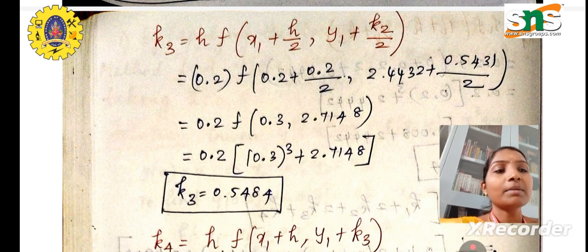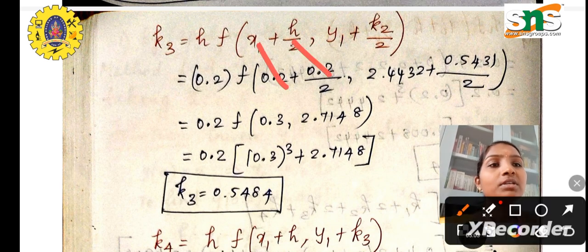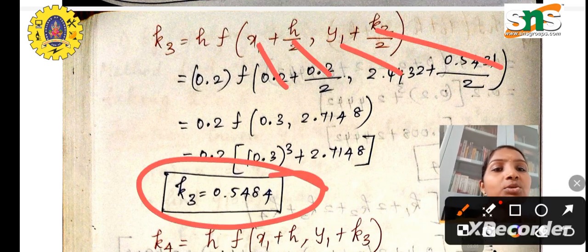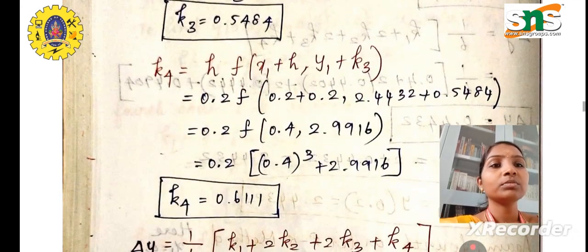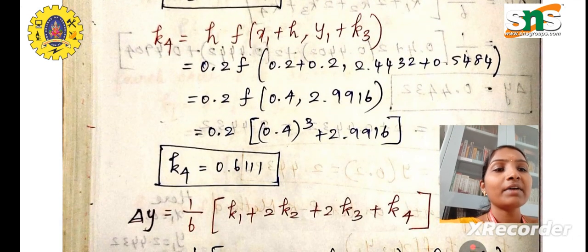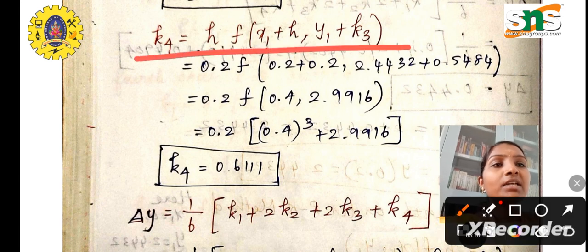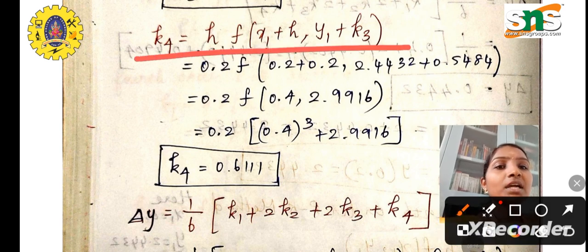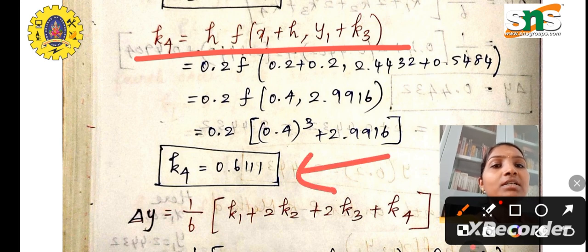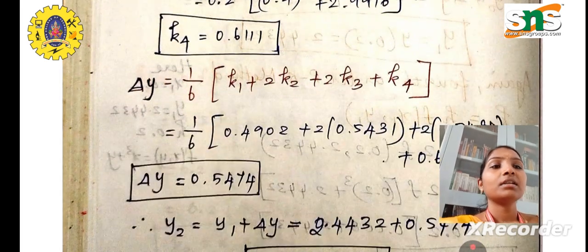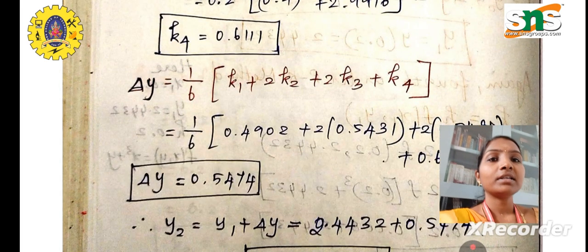Just substituting all the known values here, we will find the k3 value, k3 as 0.5484. And the next step is finding k4. K4 is h into f of x1 plus h comma y1 plus k3. And k4 is 0.6111. Del y is the next thing to find.